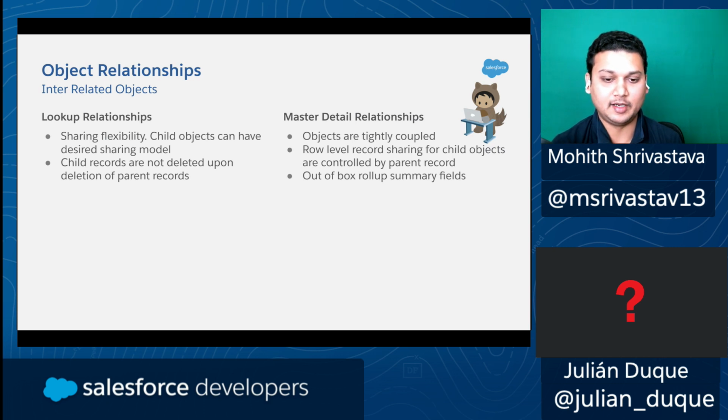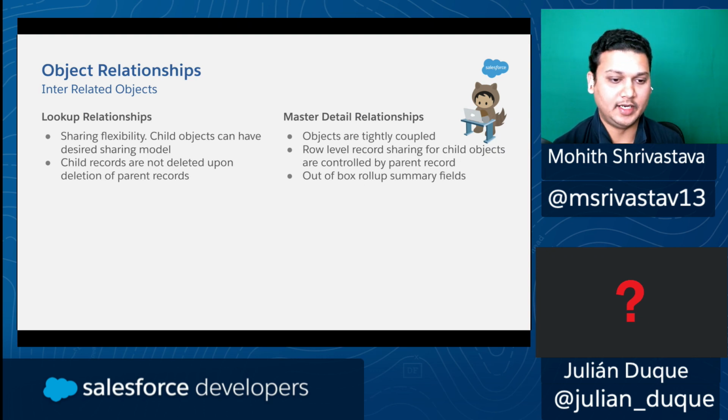So it becomes tightly coupled, as I said. If you delete the parent, the child automatically gets deleted. So you have less control over the child records, but it gives you some more flexibility, like roll-up summary fields, etc. So that's what master-detail is for. Very useful actually, if you know that your child objects will not have any visibility requirements, or if your child object is strictly governed by the parent, you choose that.